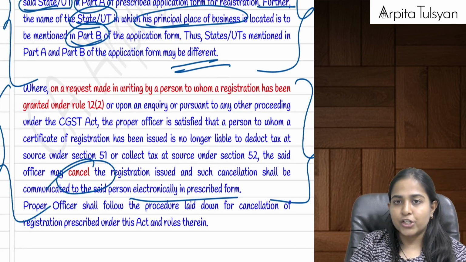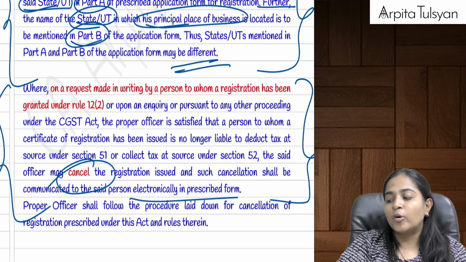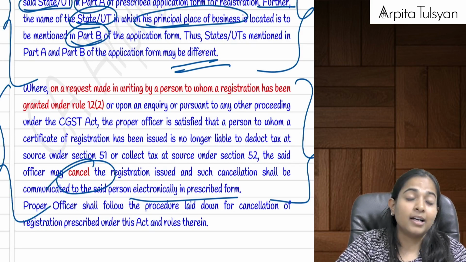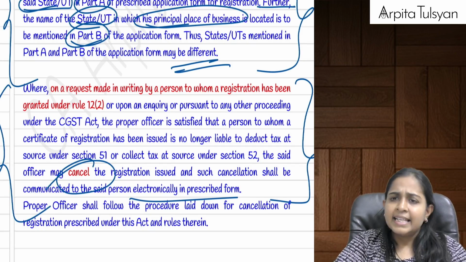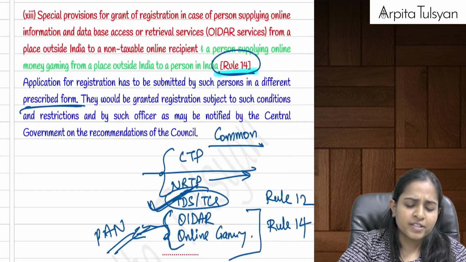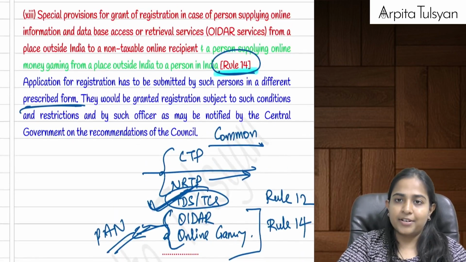There can be some difference in the states which are mentioned in part A and part B of the application form. Once you realize that you are no more liable to collect TCS or deduct the TDS, then you can make an application to the proper officer and you can cancel your registration. Right?